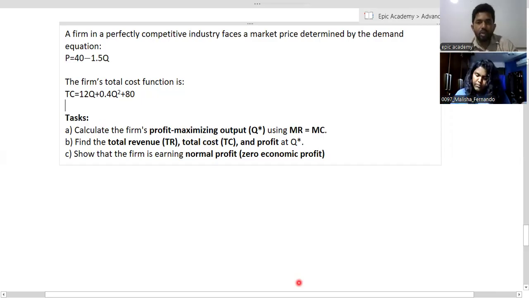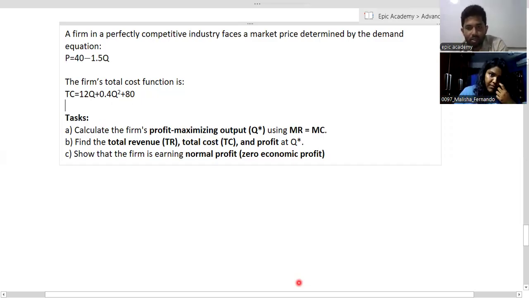Okay, sir. Then what about the calculations? Q is 7, yes, good. The exact value is 7.37. You can round it to 7. Okay. So then what about the total revenue? Total revenue, total cost, and profit.